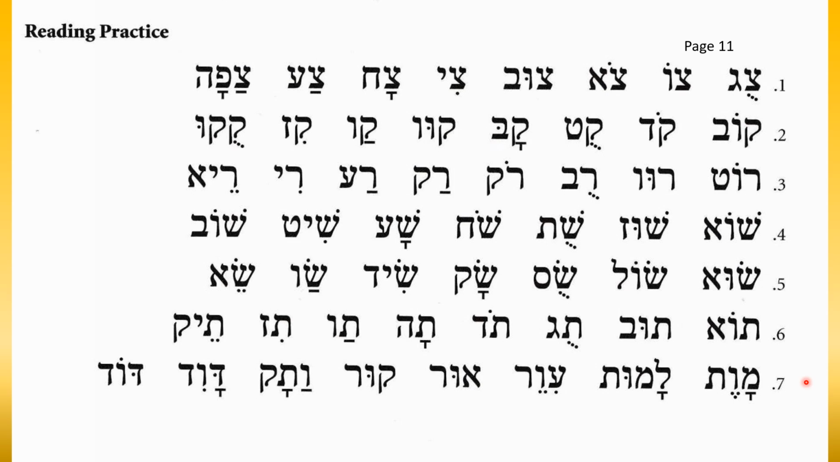Line 7. Mavet, lamut, hiver, ur, kur, vatach, David, dod.